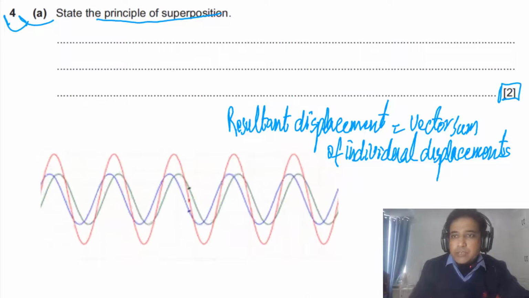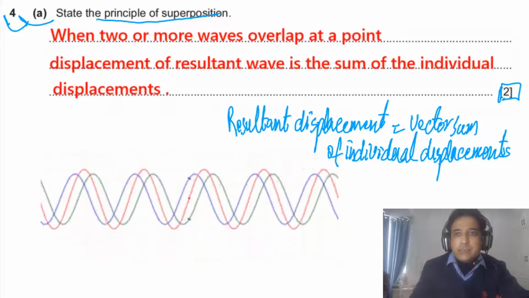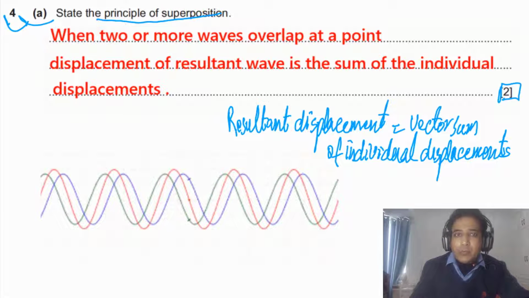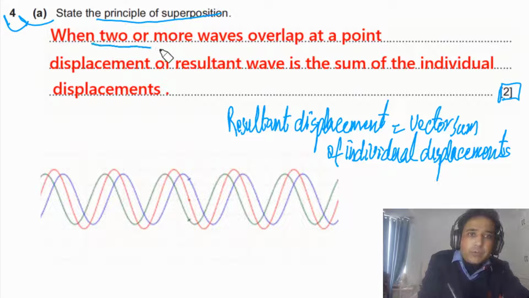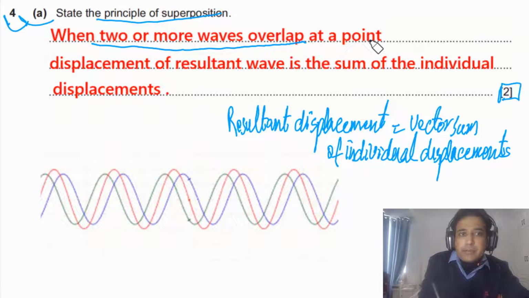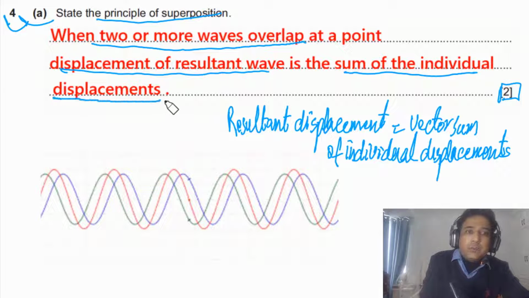Now let me show you the answer, how you can write down your answer. In your answer you have to mention these points. You can say when two or more waves overlap at a point, displacement of resultant wave is the sum of individual displacement.